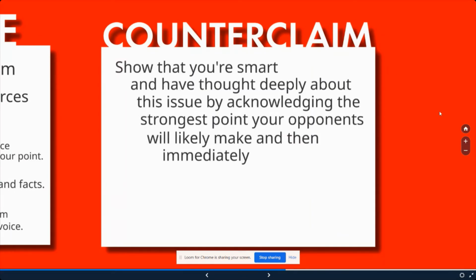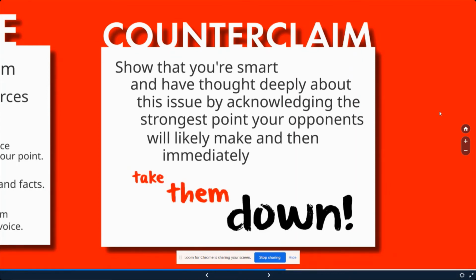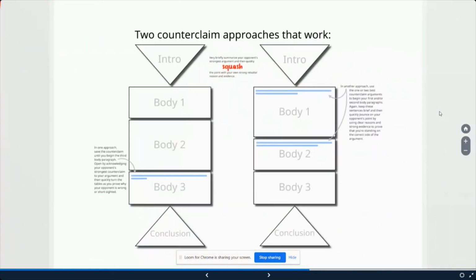Next, we have our counterclaim. So the counterclaim shows that you're smart and have thought deeply about this issue by acknowledging the strongest point your opponents will likely make. So you need to look at the other side of the issue. And then after that, you're going to immediately take them down with your rebuttal. All right. So these are two counterclaim approaches that work. I suggest sticking with number one.